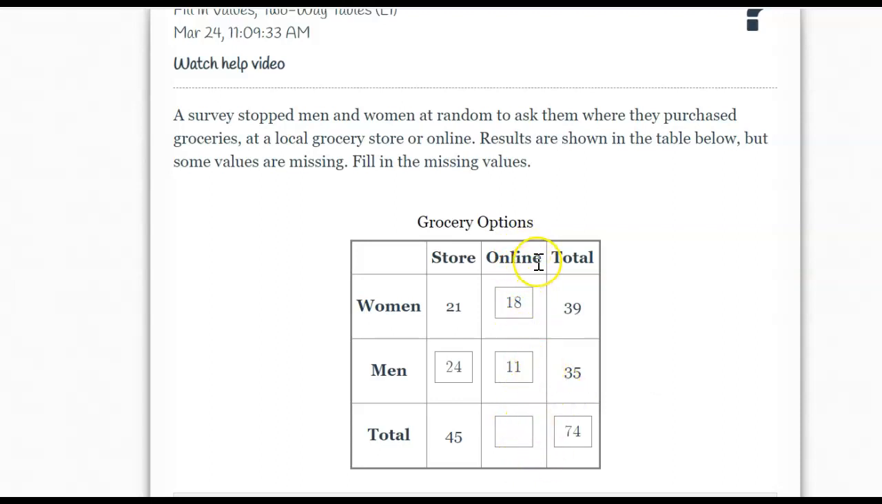Well, if I want to know how many shoppers were online, I have 18 women, 11 men, for a total of 18 plus 11, which is 29. So you're looking to fill in all the parts of a table.